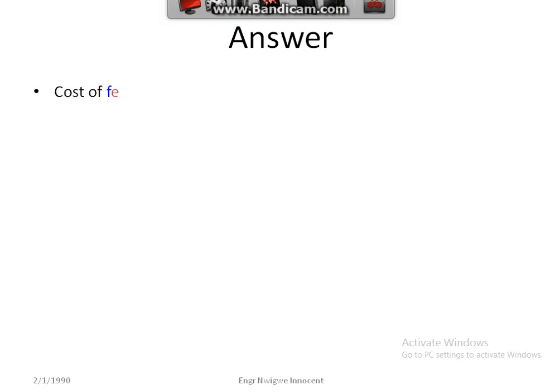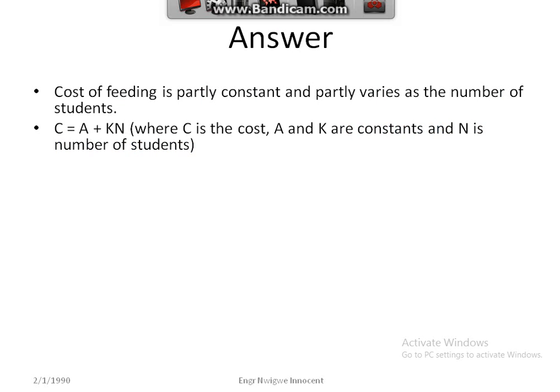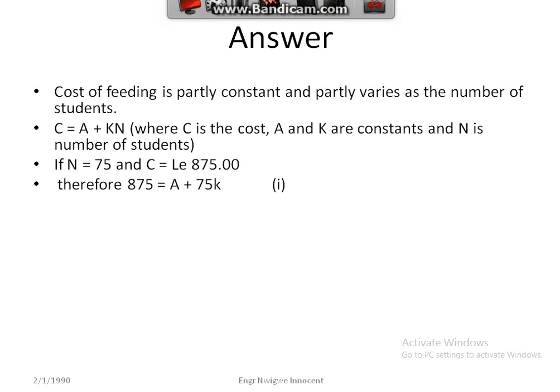Answer. Cost of feeding is partly constant and partly varies as the number of students. To represent this mathematically, anytime we hear of "and" in mathematics, it signifies addition. Then we see that C is equal to A plus kN, where C is the cost, A and k are constants, and N is the number of students. If N is 75 and C is equal to 875.00, therefore 875 is equal to A plus 75k. This is our equation 1.